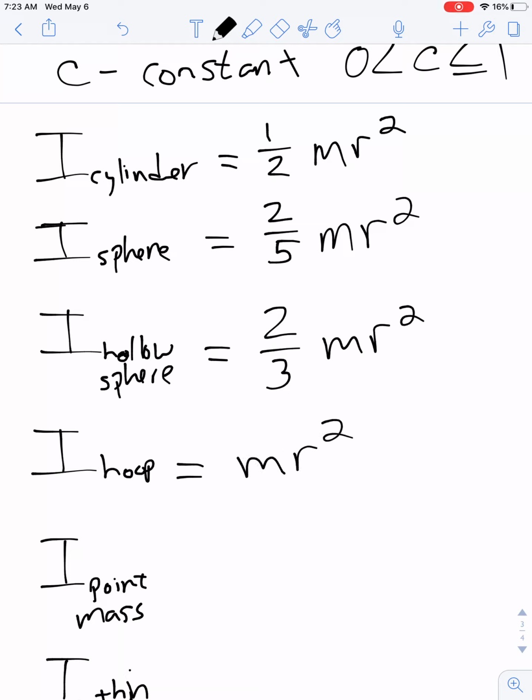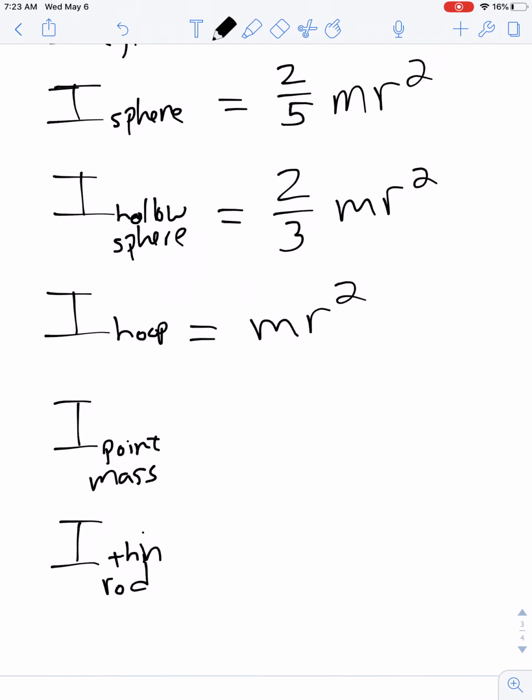Now what about for a point mass? Again, say we have the sun in the center here, and a planet orbiting the sun out here, sweeping out this circle or ellipse. Again, all of the mass is concentrated as far as possible away from the center, and therefore it will be a maximal inertia, which is m r squared. And finally, the inertia of a thin rod is a little bit different because a rod doesn't really have a radius.